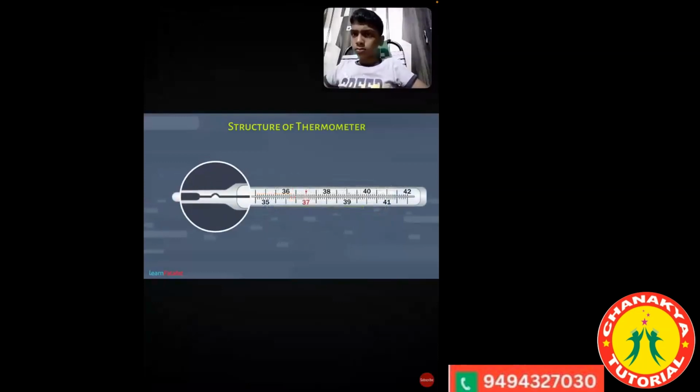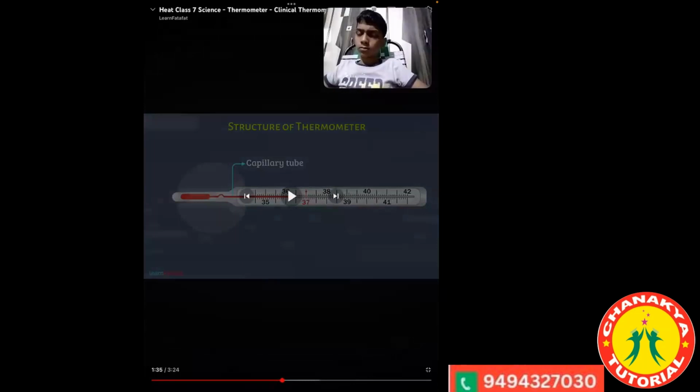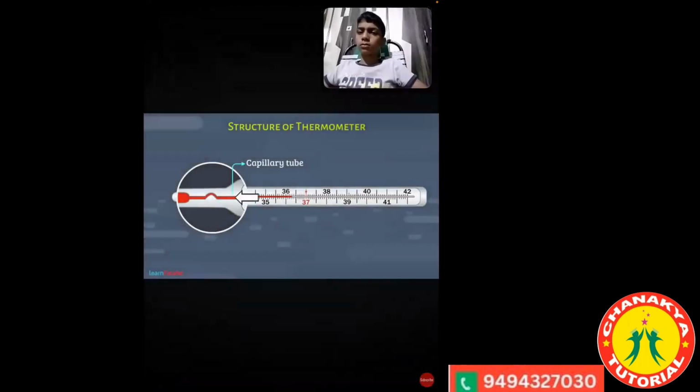There is a very fine tube which originates from the bulb. It is called the capillary tube. With a rise in temperature, mercury expands in this tube. As soon as the temperature of our body increases, with the help of that heat, the mercury will start expanding. It starts moving into this tube called the capillary tube. There is a vent near the bulb. It prevents mercury from flowing back into the bulb immediately. It gives more time to read the temperature.